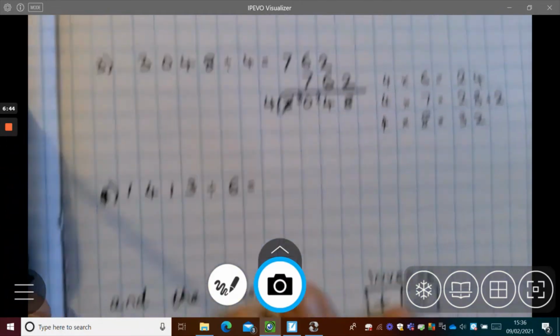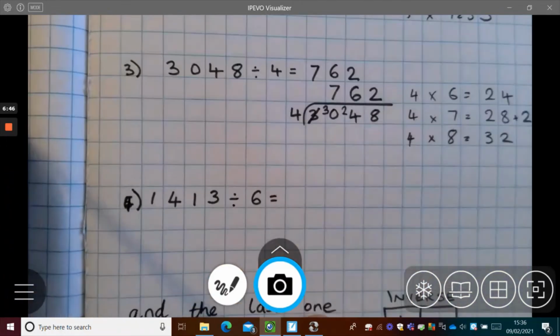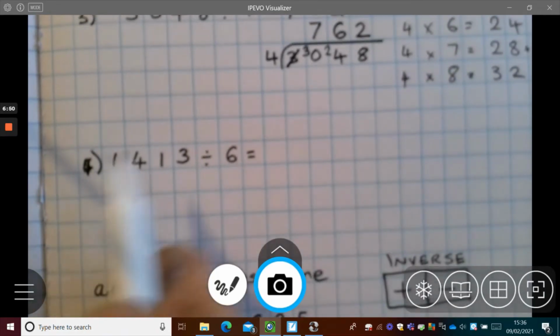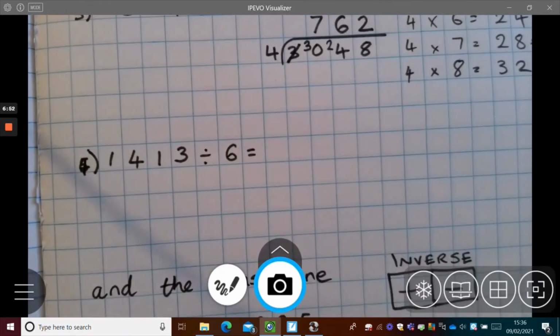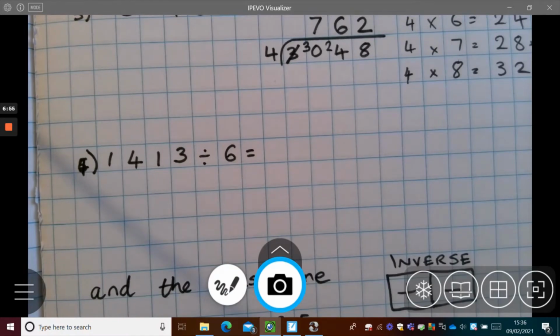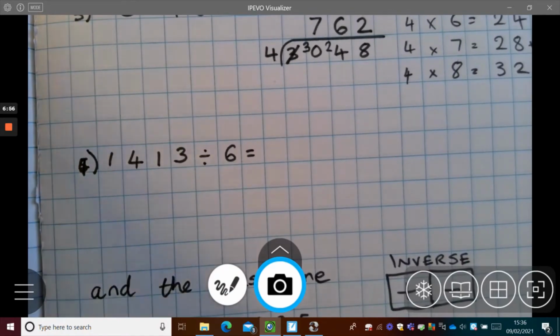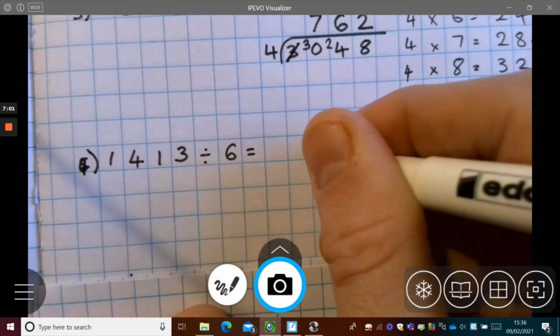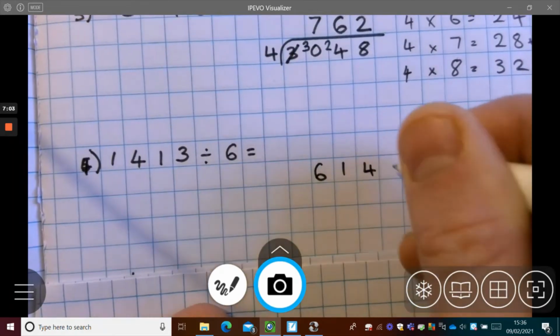Right there. Now, what about today? There are going to be questions in the quiz with a remainder. So this one today is a 4-digit by 1-digit, and it will have a remainder. So I can make it nice and clear: 6, and I'm going to divide 1, 4, 1, 3.